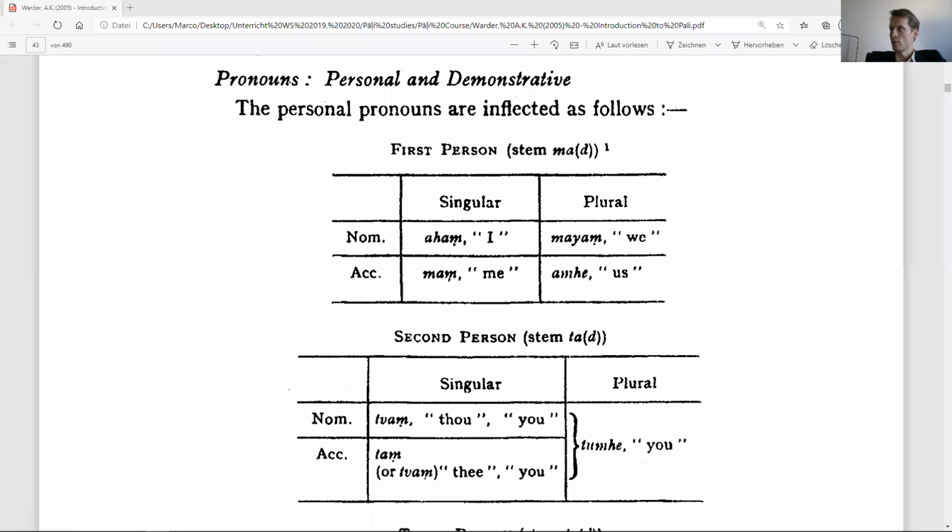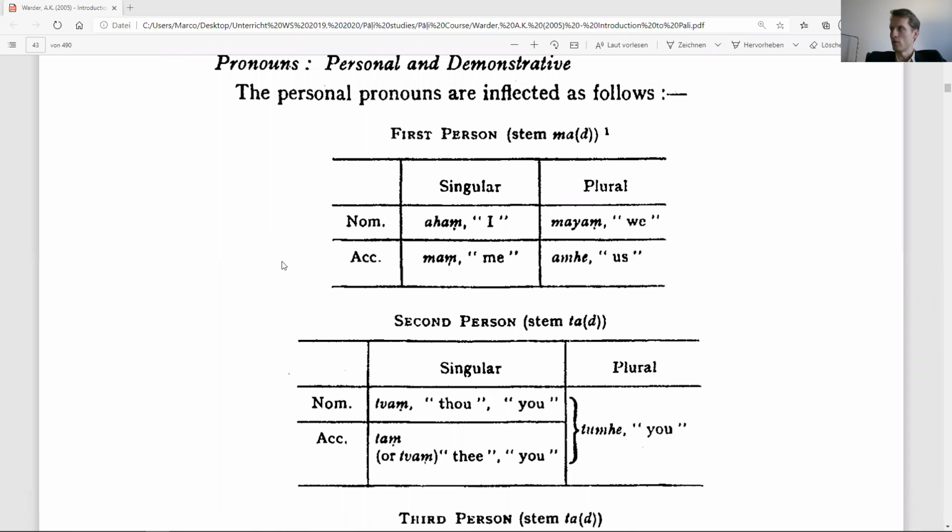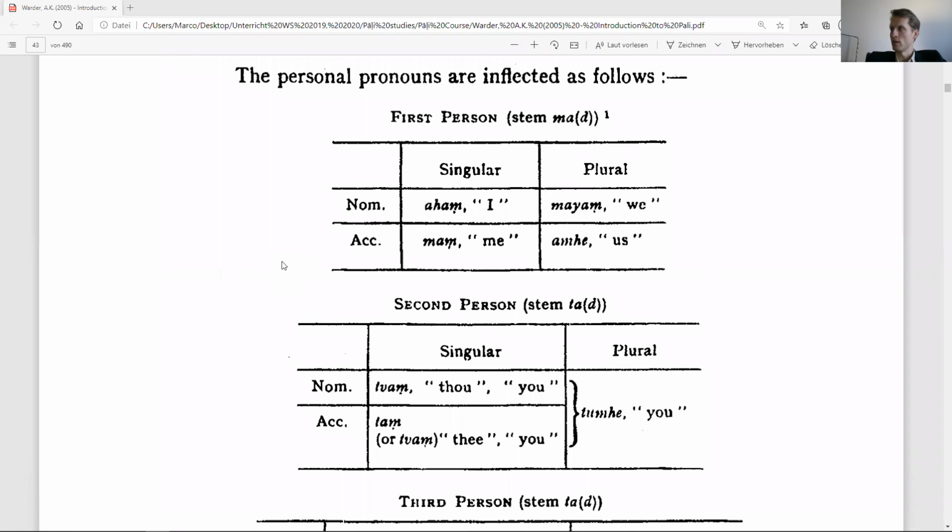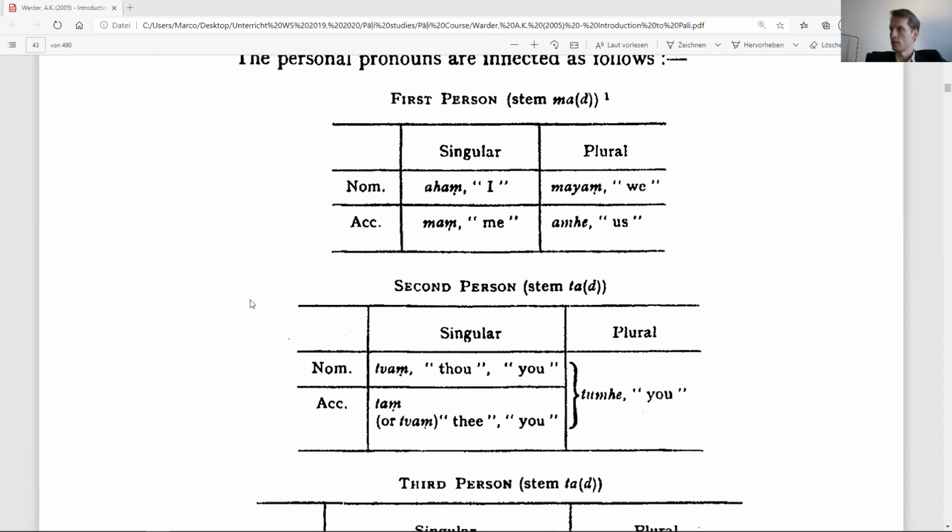The first person personal pronoun is ma or mat, and in the Prathama Vibhakti Ekavachana, in the nominative singular, it's aham. In the Dutiya Vibhakti, accusative singular, it is mam. And in the Bahuvachana, it is mayam and amhe. So we and us, and I and me, respectively.